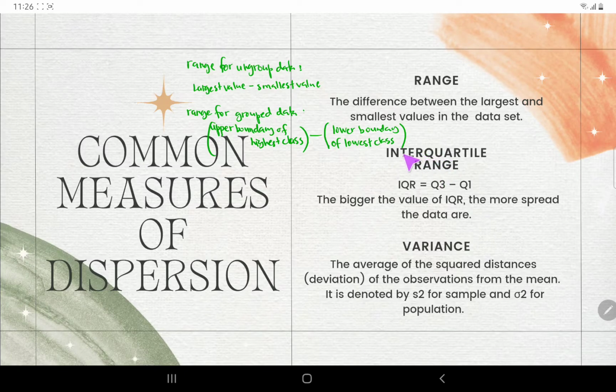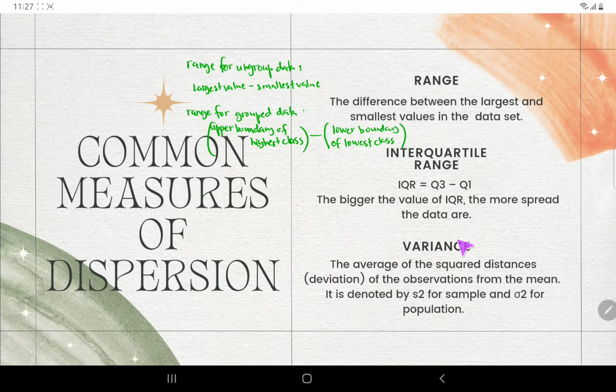The next one is the interquartile range. The interquartile range is the difference between the third and the first quartile in the data set. So our formula is IQR equals Q3 minus Q1. This measure considers the spread of the middle 50% of the data. So the bigger the value of IQR, the more spread the data are.